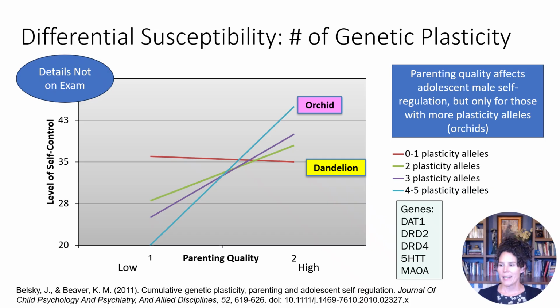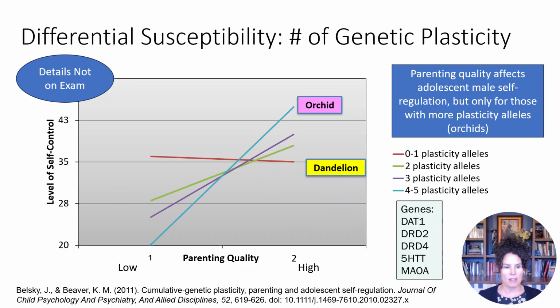So let's look at another genetic study. And again, I want you to have the basic idea of these, but you don't have to memorize the actual study findings. So this study, rather than just looking at one genetic allele, was looking at several, and you can see those listed there, and it was determining whether or not people had 0 to 1 plasticity alleles, 2, 3, or 4 to 5. And so you can see the 4 different lines there.